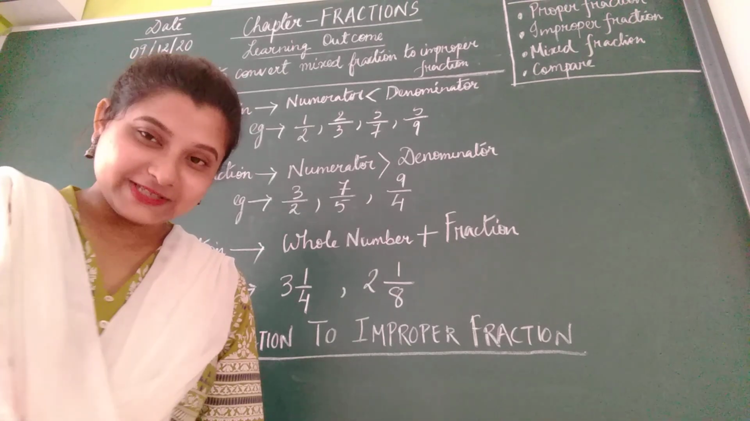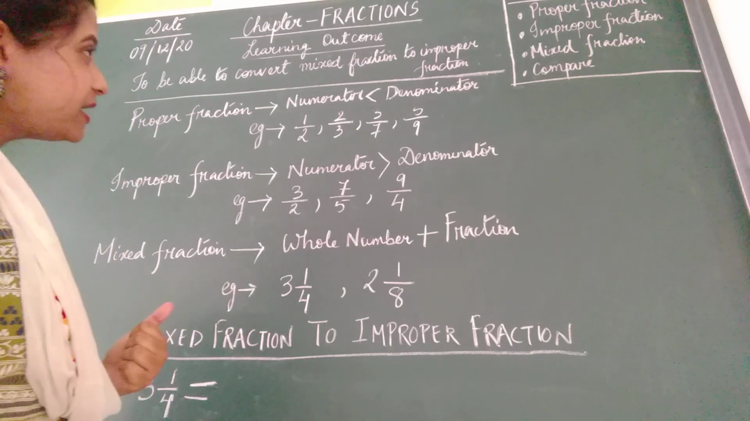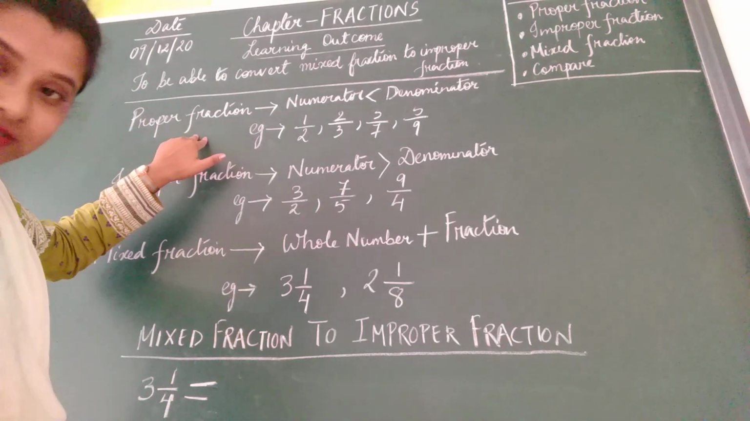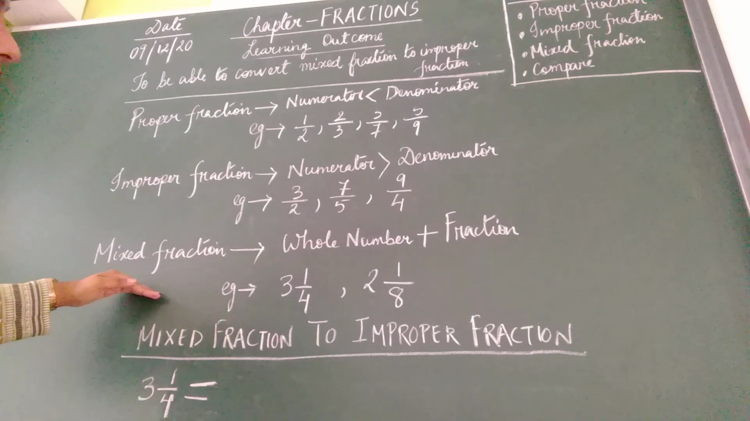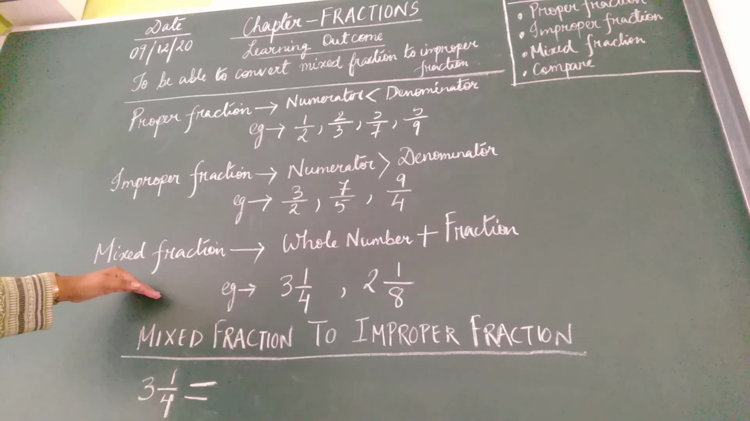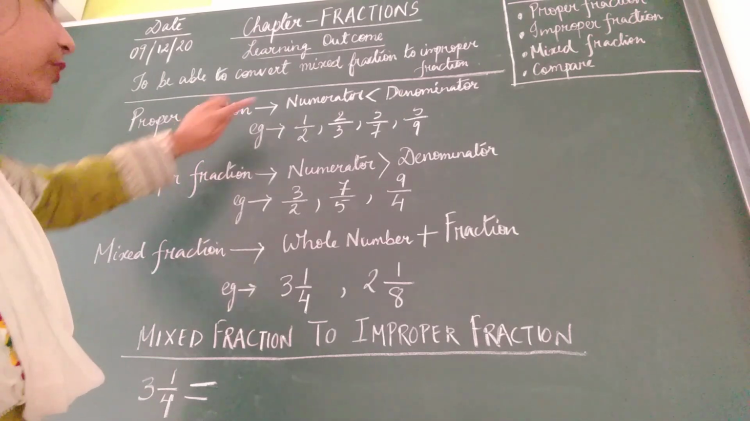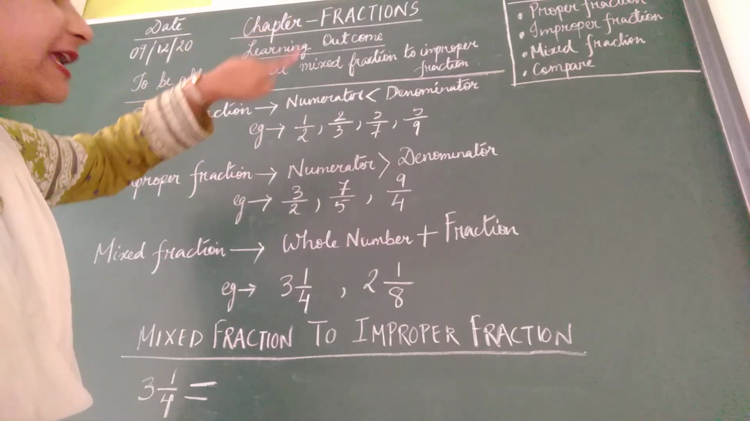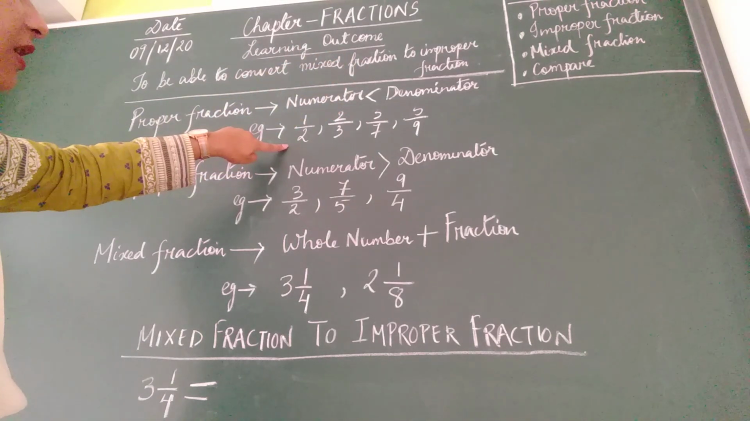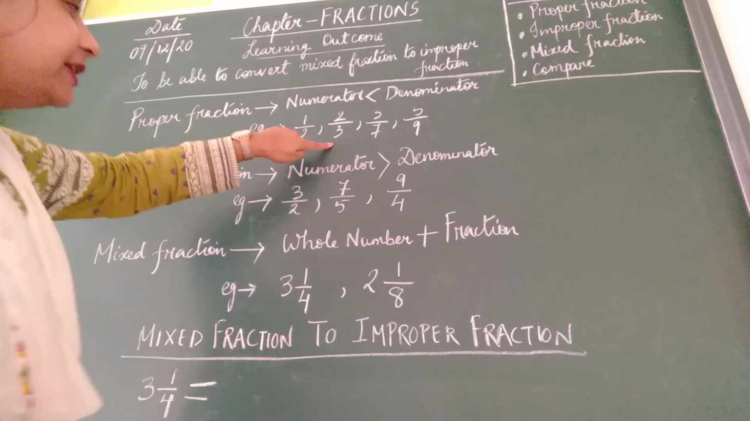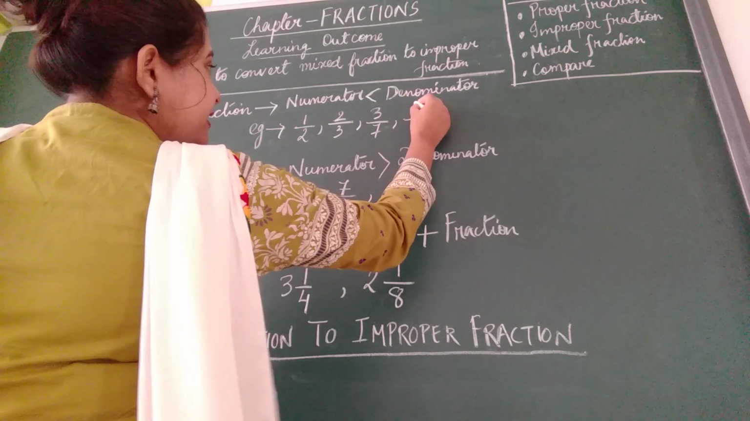Good morning, students. So today again we are talking about fractions. So we have proper fraction, improper fraction and mixed fraction. As you can see, it is written on the board that proper fraction is a fraction in which numerator is less than the denominator. Here the examples are 1 by 2, 2 by 3, 3 by 7 and 5 by 9.